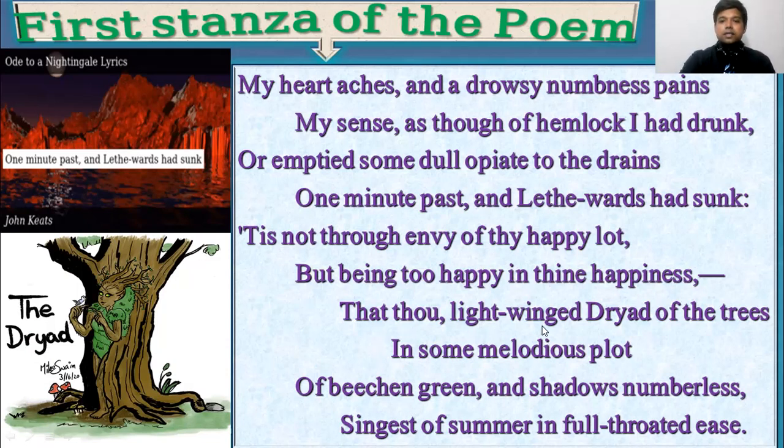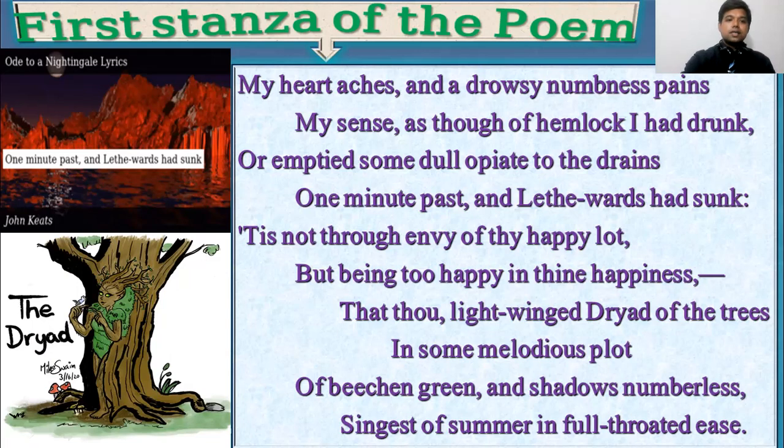That thou light wings reared of the trees, in some melodious plot of descents green and shadows numberless, singest of summer in full of thrust is. So here you will find another mythological character or allusion, that is Dryad. So Dryad is actually the wood nymph or the fairy who lives in a tree, and from where she tries to find out or tries to look at the others there.